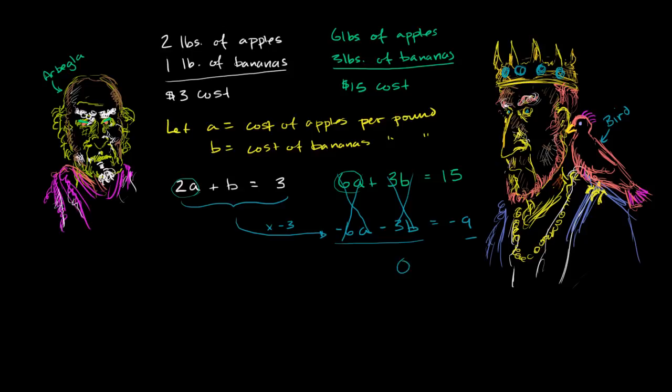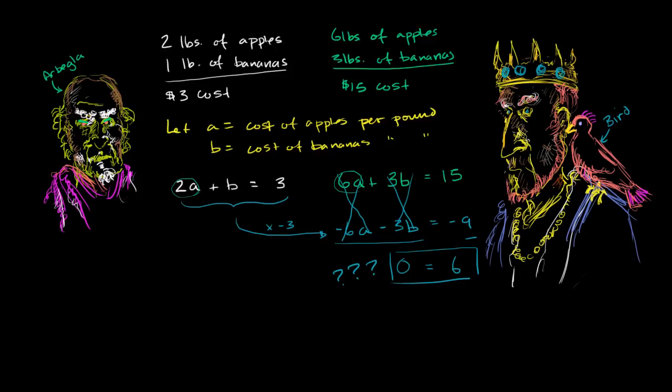And on the right-hand side, what do we have? 15 minus 9 is equal to 6. So we get this bizarre statement. All of our variables have gone away, and we're left with this bizarre, nonsensical statement that 0 is equal to 6, which we know is definitely not the case. So what's going on over here?